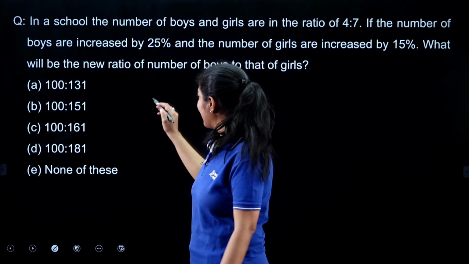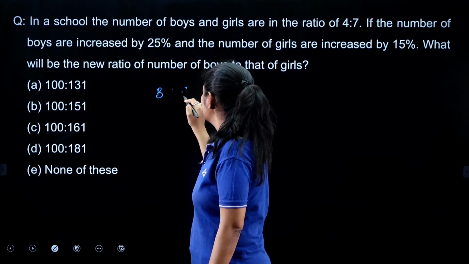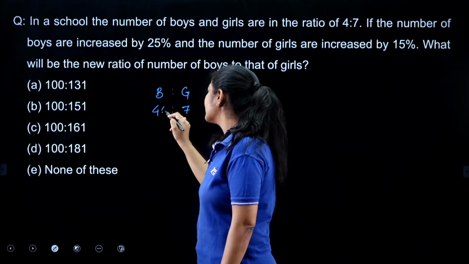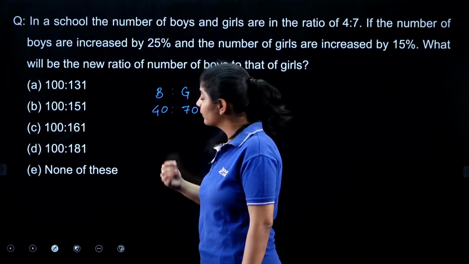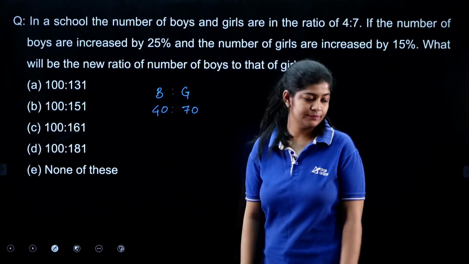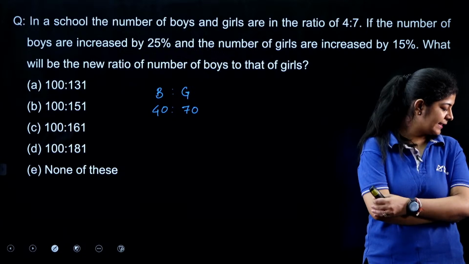Here you are already having a ratio between boys to girls, which is nothing but 4:7. You can also write it as 40 and 70, or you can also write it as 400 and 700. So what answer are you getting?